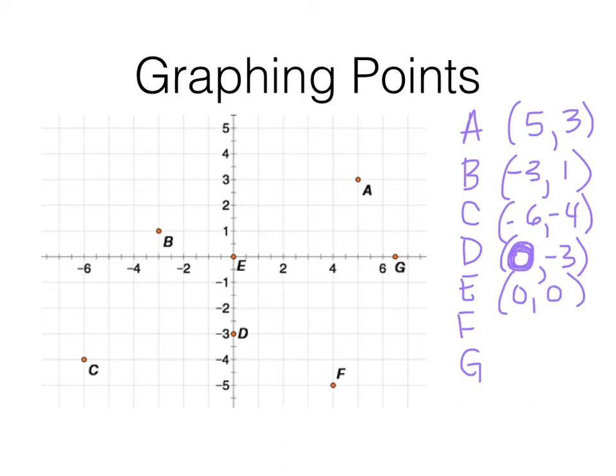F, positive 4, negative 5. And G is positive 6.5. But you don't go up or down, so 0 for the y coordinate. Not hard to do. Graph, graph, graph, not hard to do.